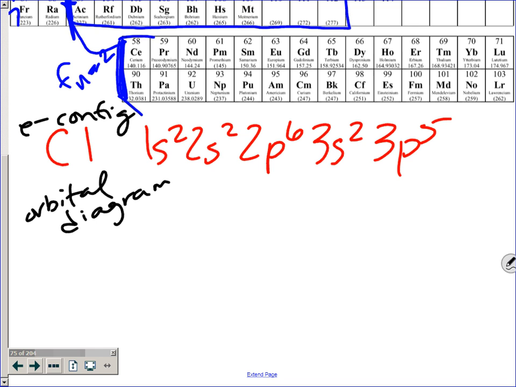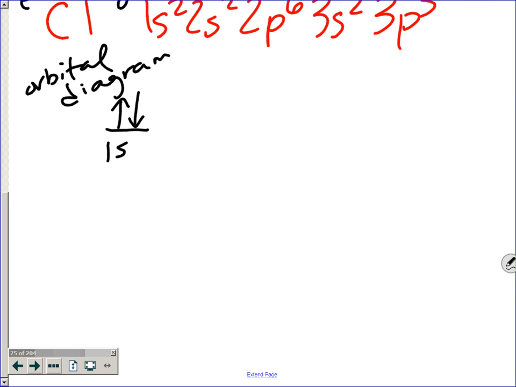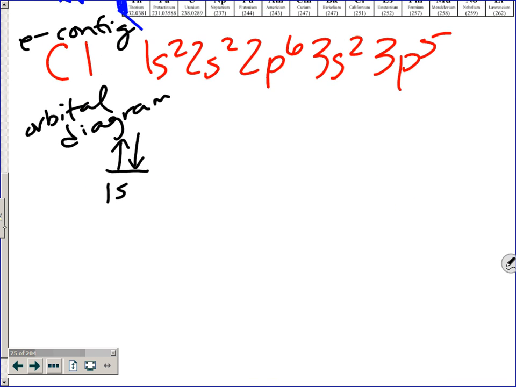So you have 1s, you draw a line, you label it 1s. How many electrons are in there? 2. You draw one spinning up and one spinning down, which is supposed to correlate to the spinning clockwise and counterclockwise. Okay, how do I draw the second orbital? You put a line, you label it 2s. How many electrons are there? 2, 1 up, 1 down.